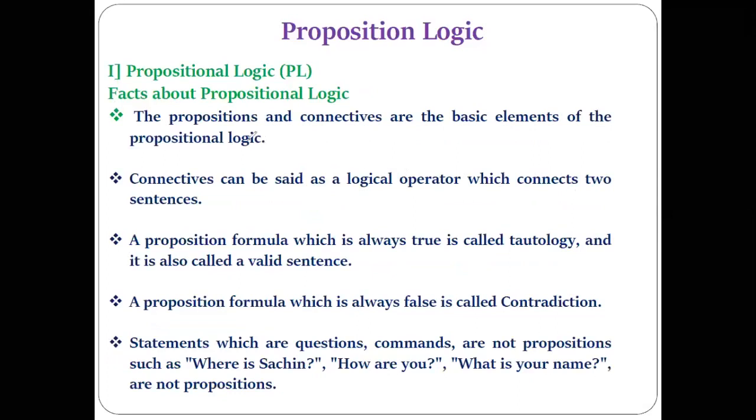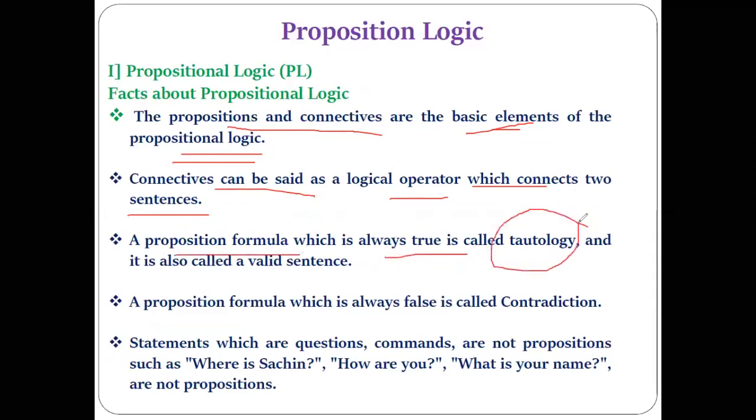In propositional logic, propositions and connectives are the basic main elements. Connectives are logical operators which connect two different sentences. A propositional formula which is always true is called a tautology. This is important. A propositional formula which is always true is called what? The tautology. And this kind of sentence is called a valid sentence. A propositional formula which is always false is called a contradiction. You must have heard about these terms. Yes or no? Contradiction. Yes. A formula which is always false is called a contradiction, and one which is always true is called a tautology.